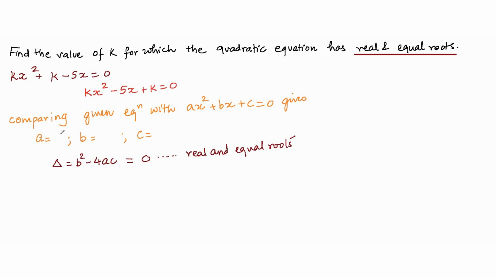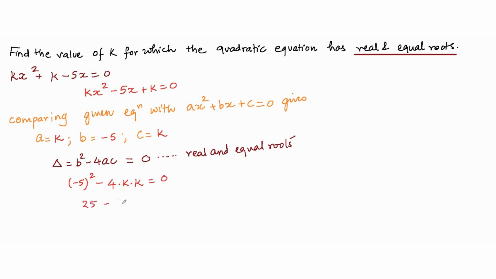The coefficient of x square is k, so a is k. The coefficient of x is negative 5, so b is negative 5, and c is k. If the equation should have real and equal roots, the value of discriminant should be 0, which means negative 5 the whole square minus 4 into a into c is equal to 0.